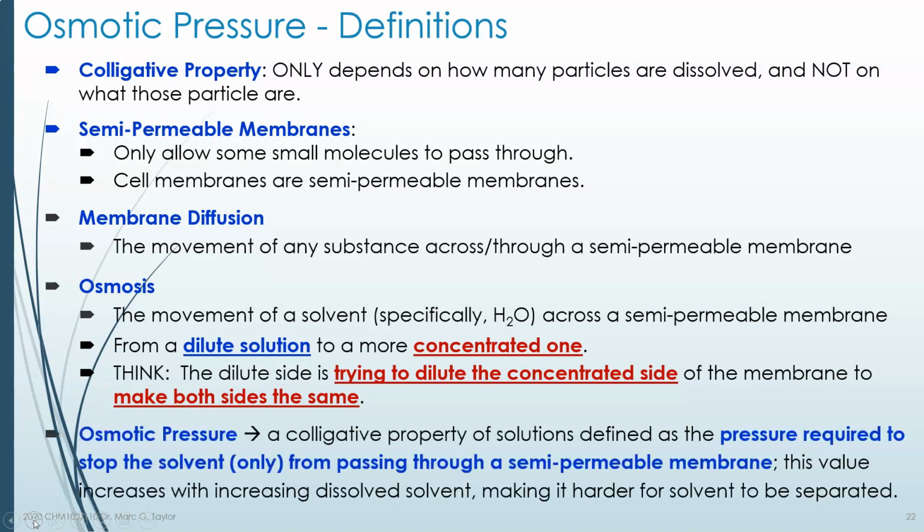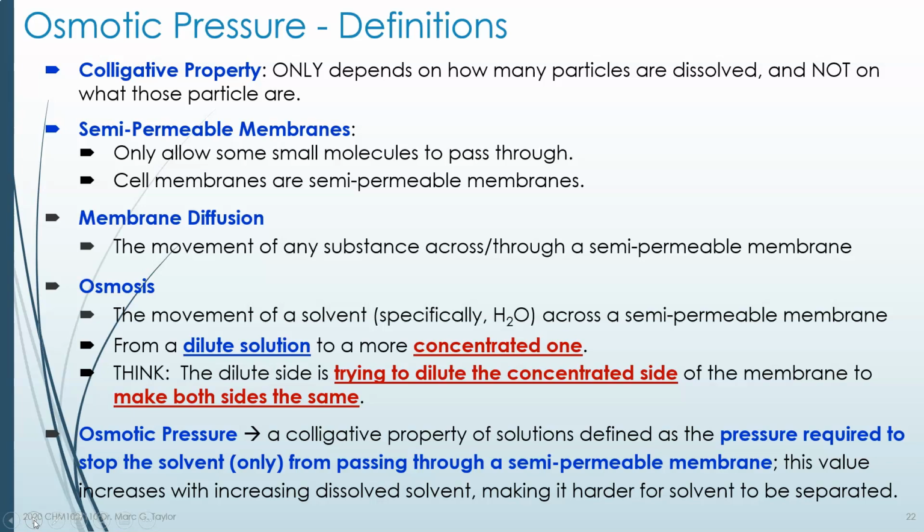Osmotic pressure is a colligative property, so it doesn't matter what the substance is that's dissolved, it just matters how much. It is defined as the pressure required to stop the solvent, in this case water, from passing through the semi-permeable membrane. Remember, if you have a lot of salt or sugar or whatever is dissolved on one side, there's a lot of pressure that the water on the dilute side will have pushing it into the more concentrated side to dilute it out. The amount of pressure it takes to stop that from happening is the osmotic pressure.